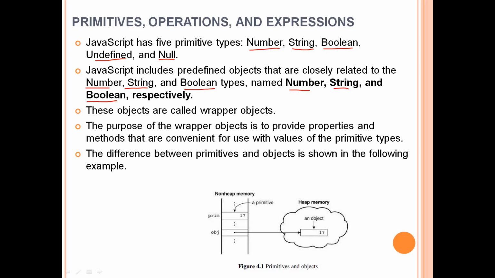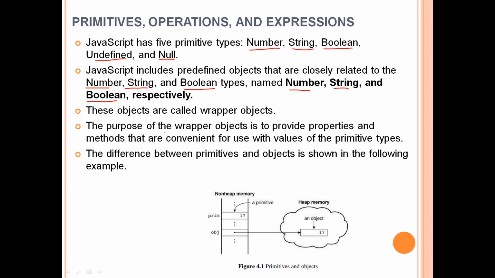Like in Java we have studied, we have wrapper objects for primitive data types. Like for integer, that is int, we had a wrapper object called Integer. For float we had a wrapper object, Float. For char the wrapper object was Character. Same way in JavaScript also, for primitive types we have wrapper types, or you can say object types. The object types are Number, String and Boolean.